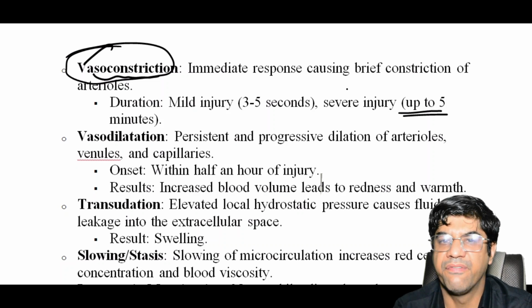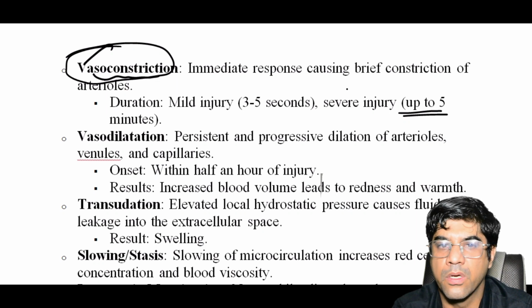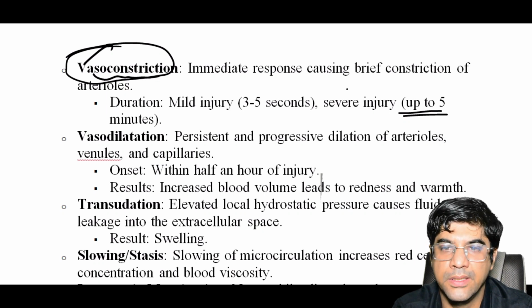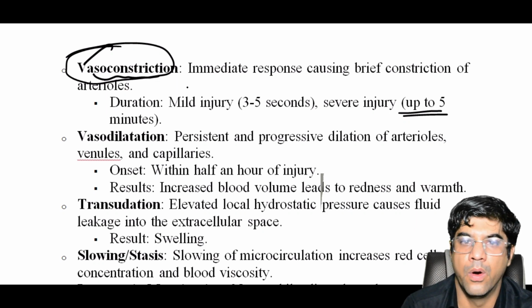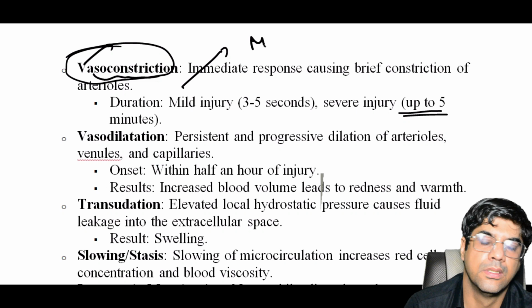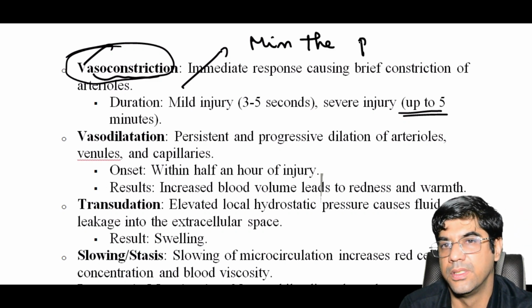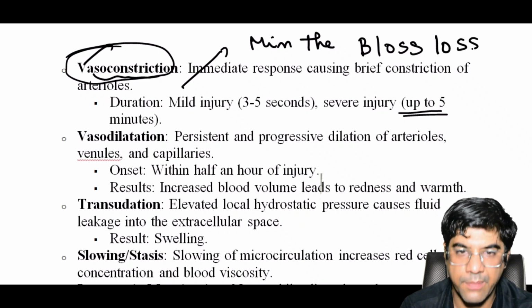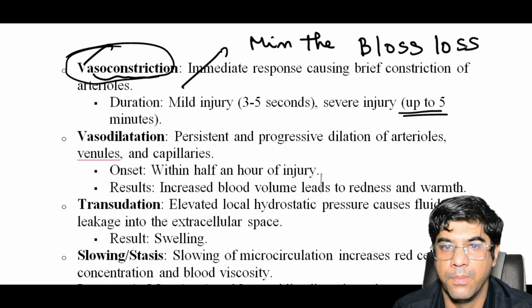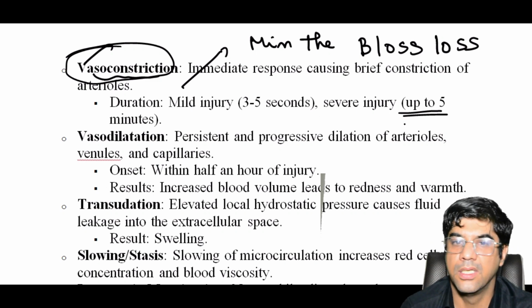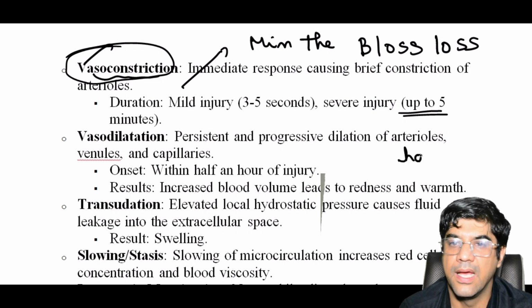Now, can you think of why the body might want to constrict the blood vessels immediately after the injury? Yes, in order to minimize the blood loss. After the initial vasoconstriction, there is a prominent and progressive dilation of the arterioles, venules, and the capillaries. These reactions start within half an hour of the injury.